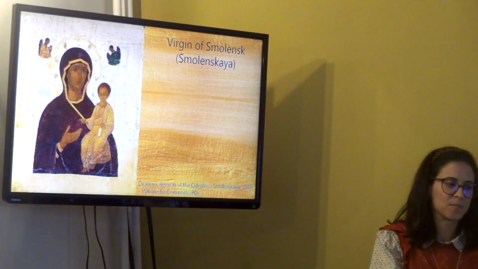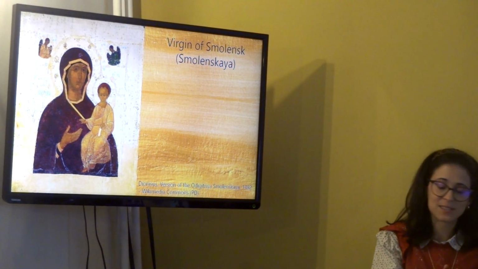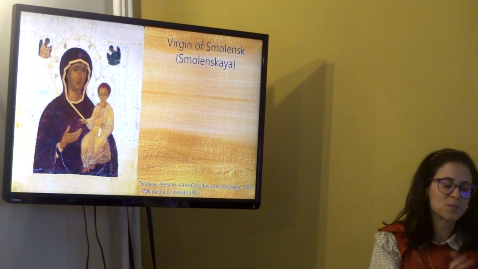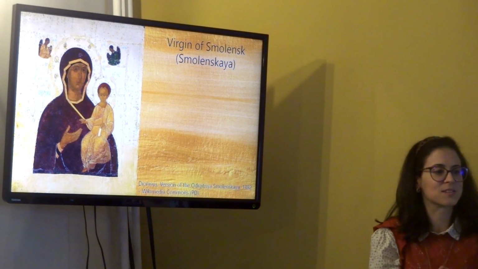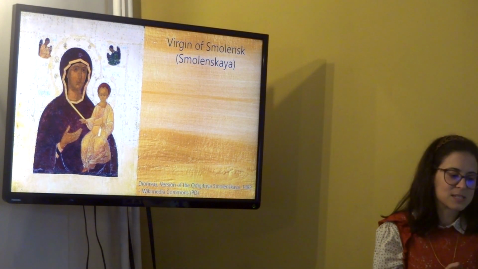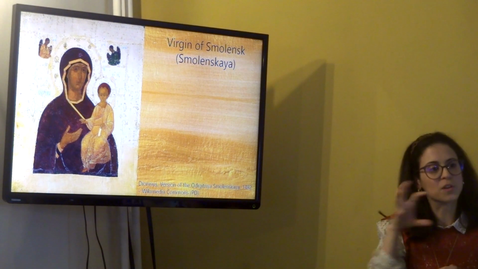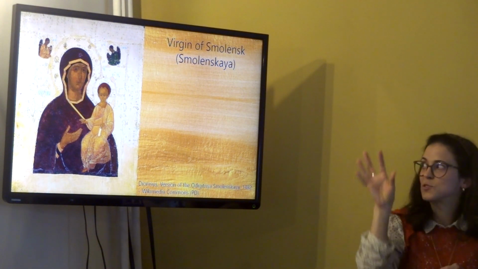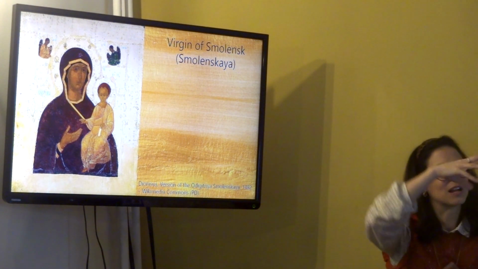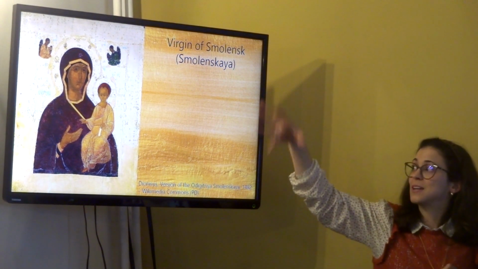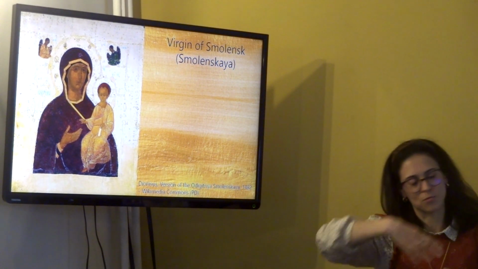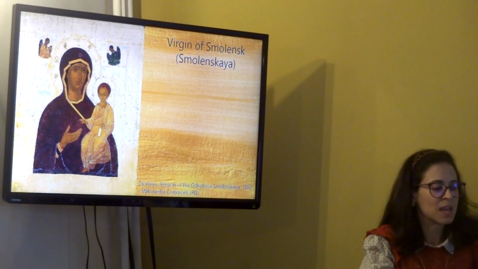Another Odighitria is the Virgin of Smolensk. Some types of the Theotokos icons of Our Lady are said to have been originally painted by Saint Luke, and there are lots of stories of different specific icons being painted by Saint Luke originally and then traveling to the places that give them sometimes their name via several different circumstances.